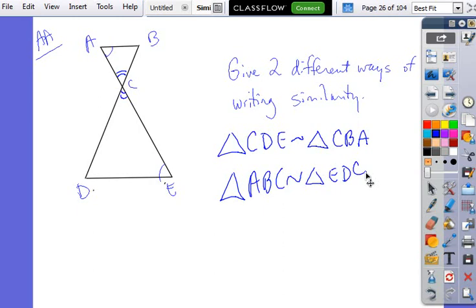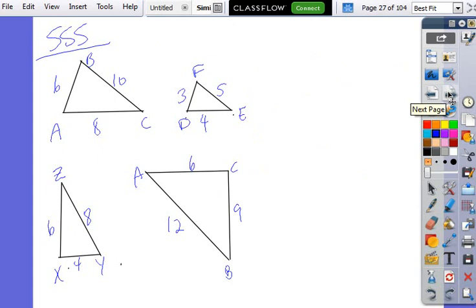whatever answer you have, A has to be in the same position as E. Wherever A is, E is. If you start with A, you start with E. Wherever B is, D's got to be in that same spot, and then C has to be in the same spot on both of them. You just follow the order. All right, now for side, side, side.